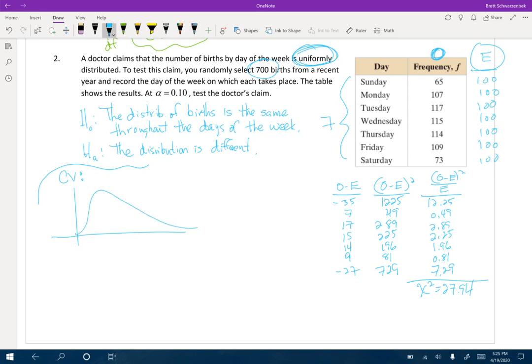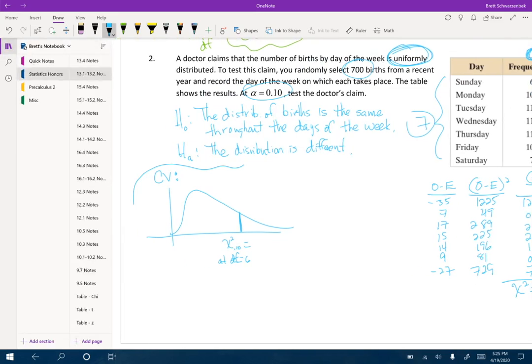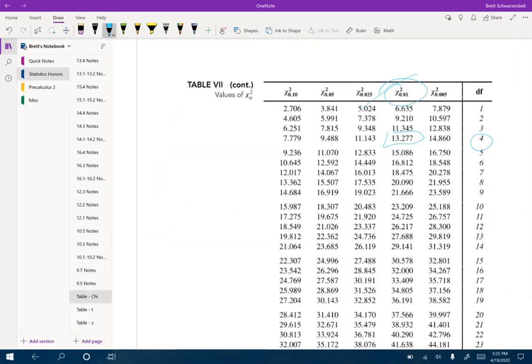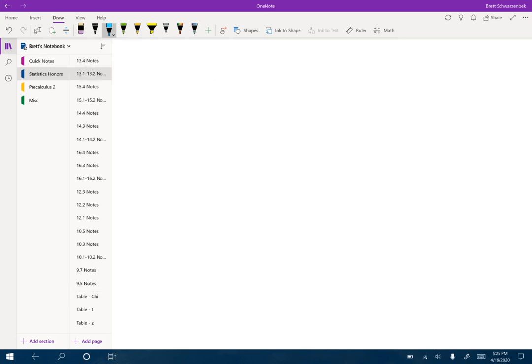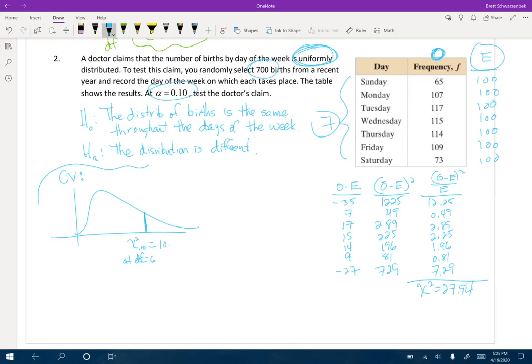Make an obvious right skewed curve. We need a critical value. So this is at alpha 0.10, so we're finding chi-squared of 0.10 at degrees of freedom equal to what? Well, there's 7 categories or days, so 6. We need to look in our chart for that. So we would look up 6 degrees of freedom. We're now at 0.10. Be careful with that. Some people go to 0.01, and it looks like we're going to get 10.645. Anything to the right, reject. Anything to the left, do not reject.